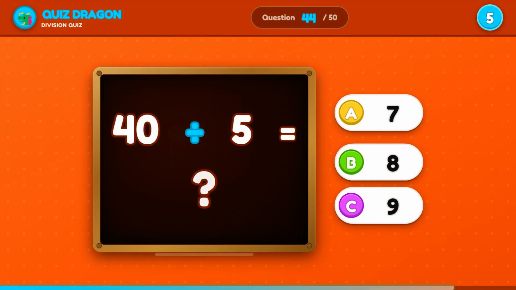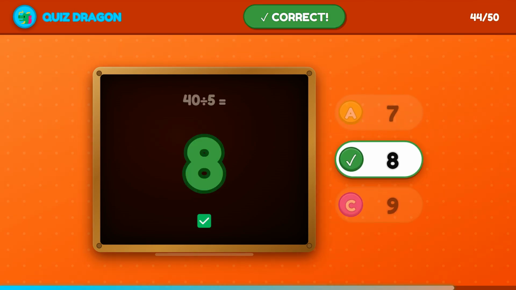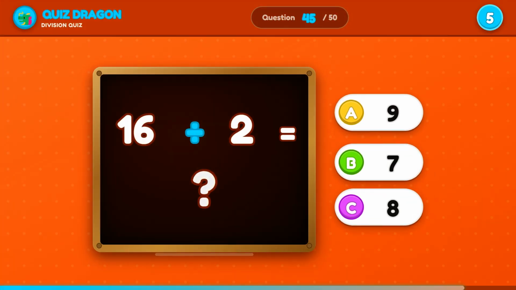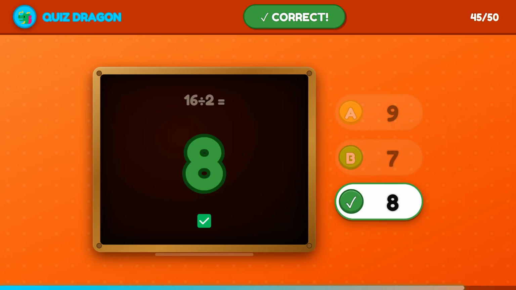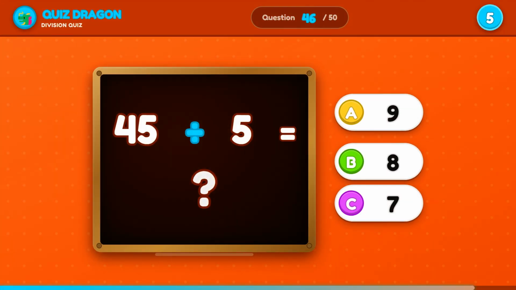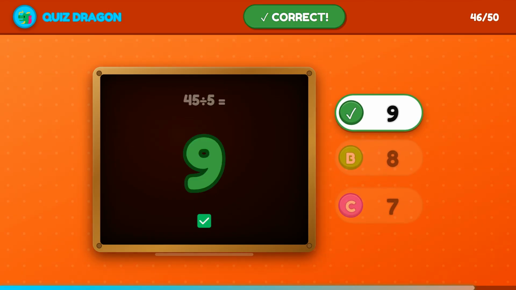Question 44. What is 40 divided by 5? The correct answer is B, 8. Question 45. What is 16 divided by 2? The correct answer is C, 8. Question 46. What is 45 divided by 5? The correct answer is A, 9.